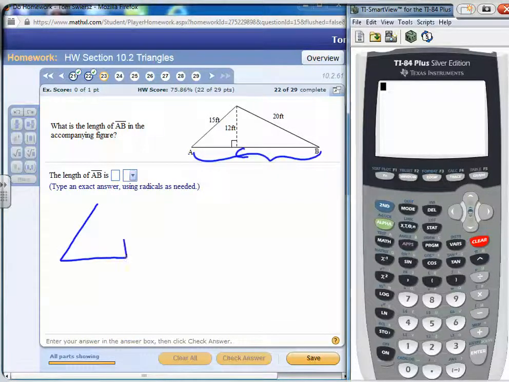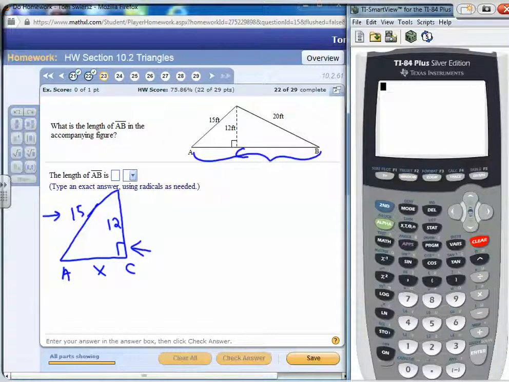There's our right angle. We call this point C. This is 15 feet, and this is 12 feet. So what we need to do is find the length of AC. We'll call it X. Here's the right angle in the right triangle. Opposite the right angle is the 15, so that's the hypotenuse.